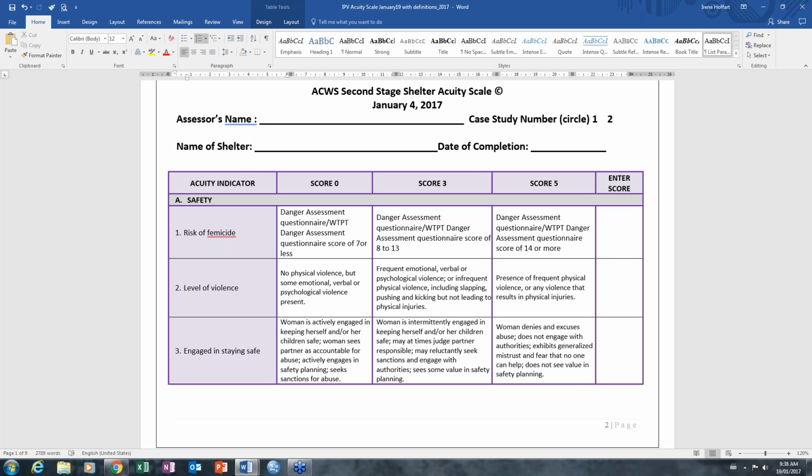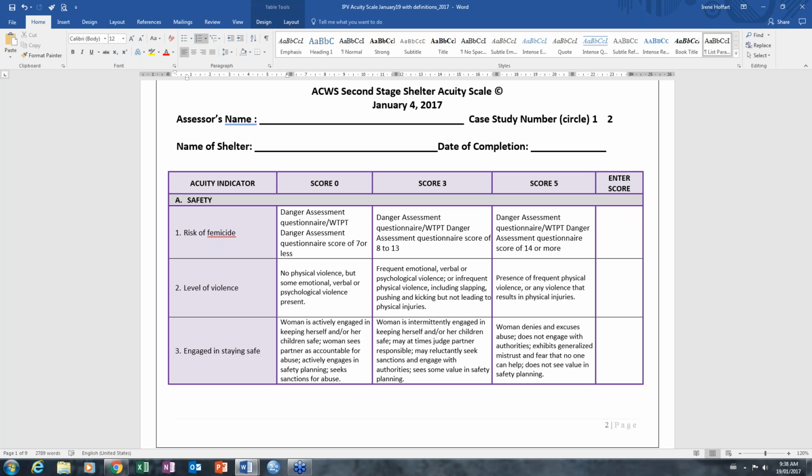And I know some of you have both an emergency shelter and a second stage shelter, and so will often receive the danger assessment from the emergency shelter. And so we were asking that you use that for the second stage, and if you need to review it with the woman, that would be important in second stage as well.